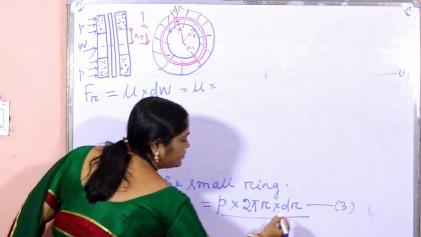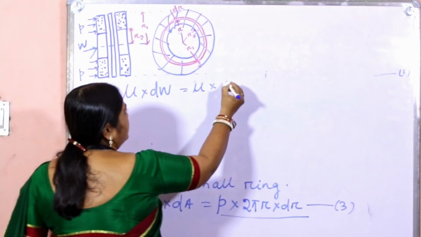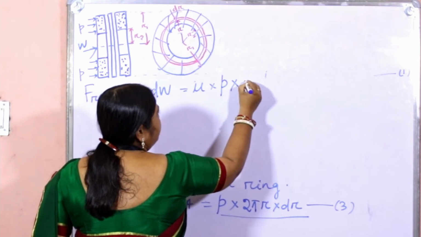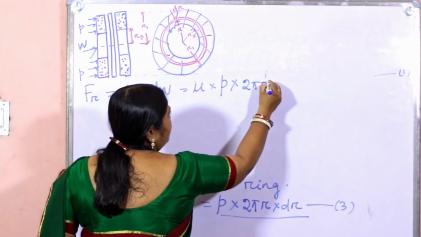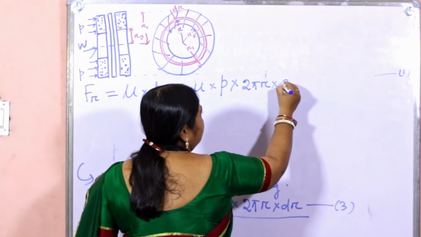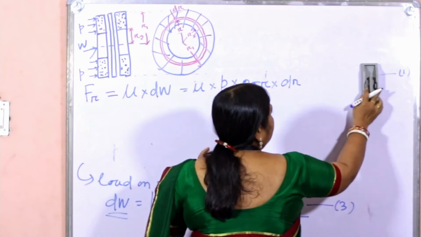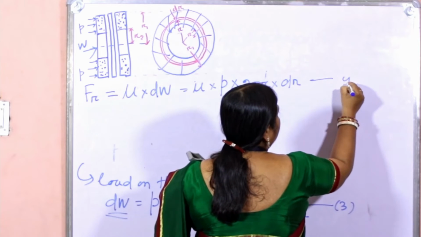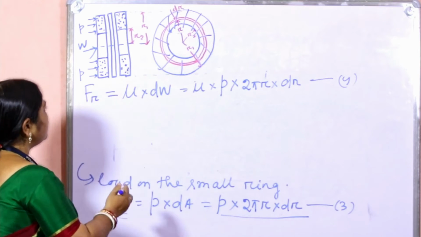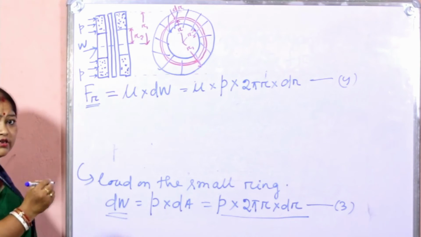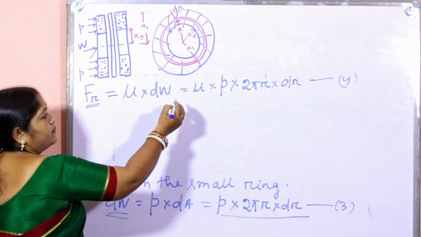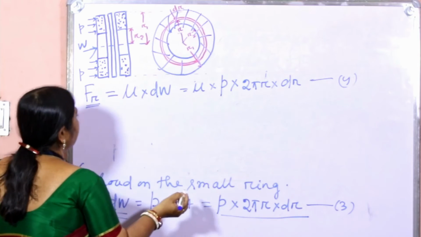We get it from equation number 3, and dW is equal to, I am putting the formula P into 2 pi r into dr, right? I am taking it as equation number 4. So I am getting Fr, that is frictional force. Fr is equal to mu into P into 2 pi r dr.